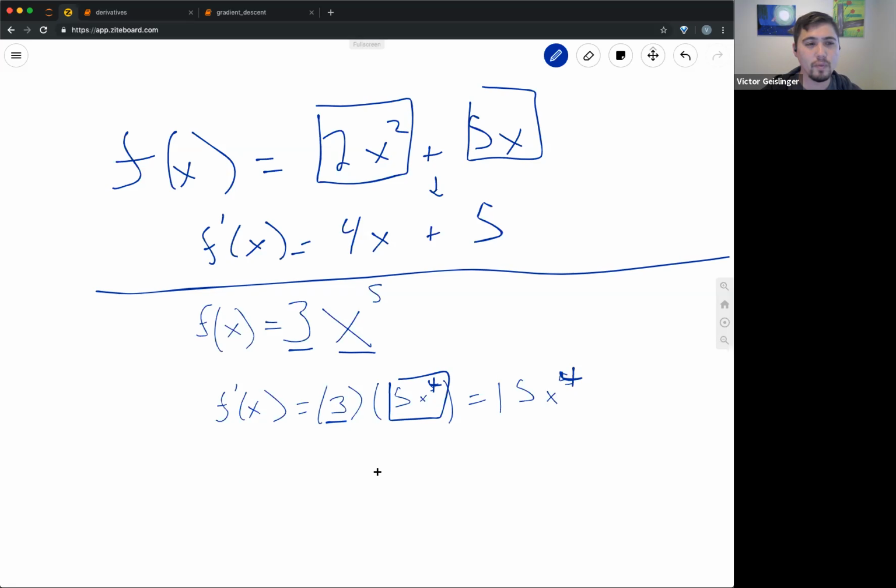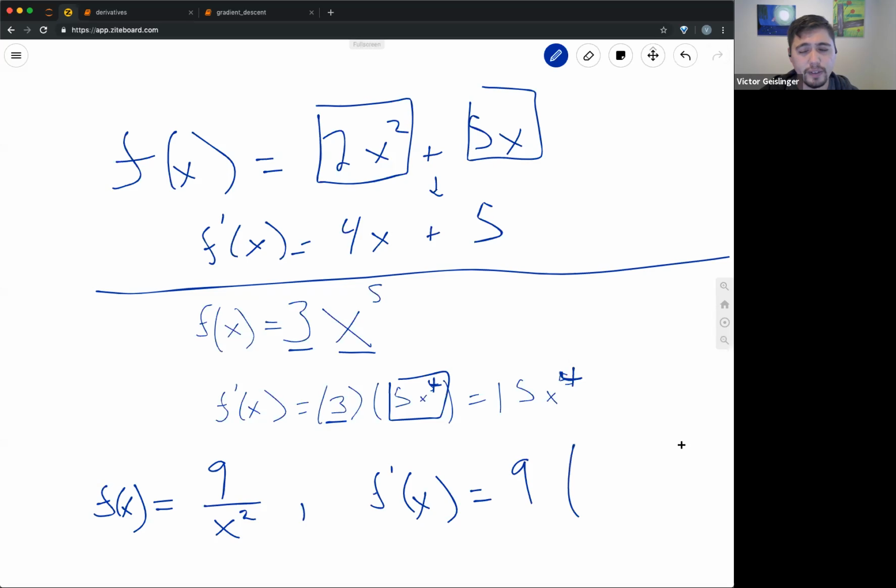Pretty straightforward. One kind of tricky one, just so you know: if I have 1 over x to the power of 2, so it's a fraction, let's say times 9. Okay, so this is my f of x. What would be the derivative f prime of x? I'll tell you first, we just have the 9 in front. And then what would be the derivative part? Does anyone have an idea? 2? Well, 2x. So just 2x like this? 2x.